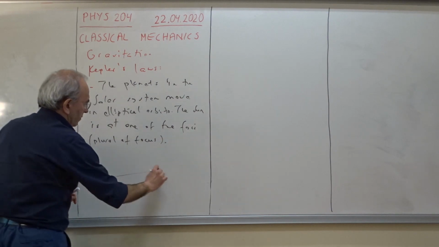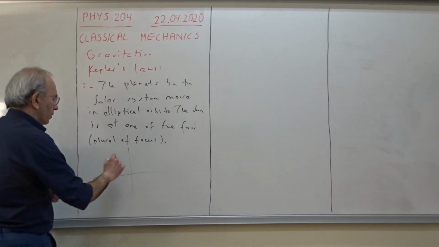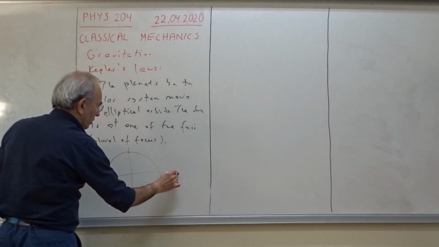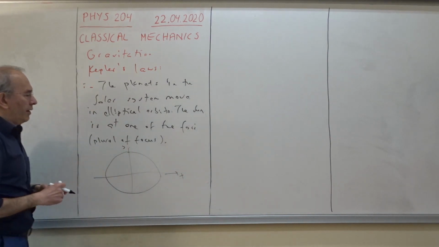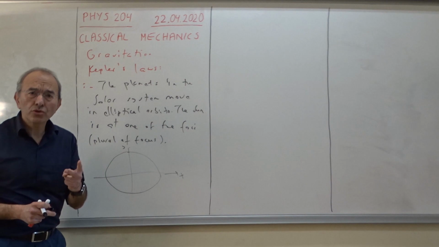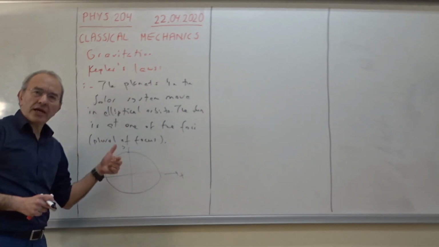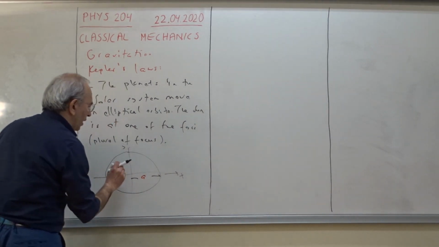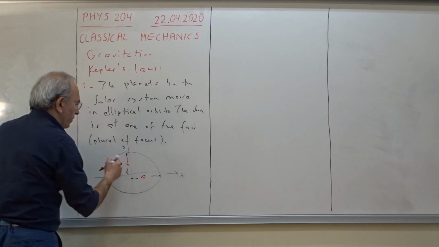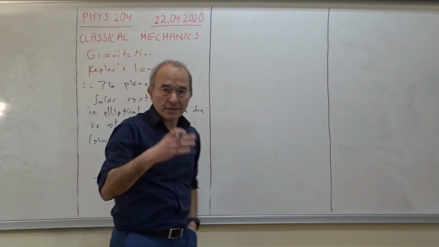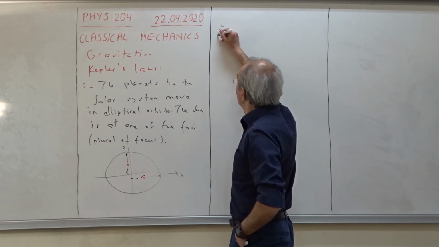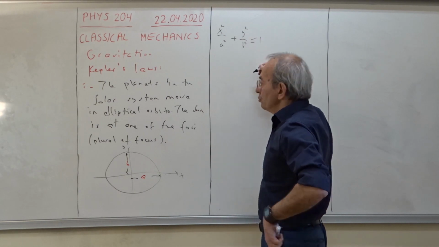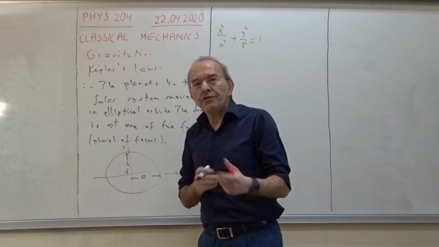So, for instance, this is a general form of an ellipse. X-axis, y-axis, and there are two important parameters: major axis, minor axis values. Say this part is a, and that part is b. So the general formula for an ellipse is x squared over a squared plus y squared over b squared is equal to 1. So this is the general expression that defines an ellipse.